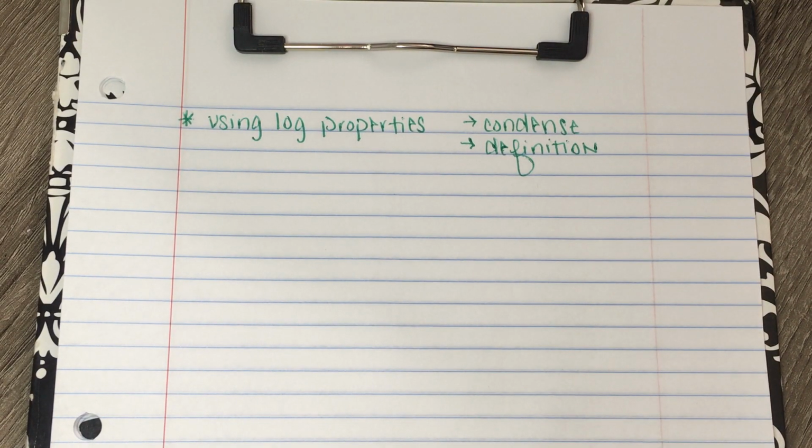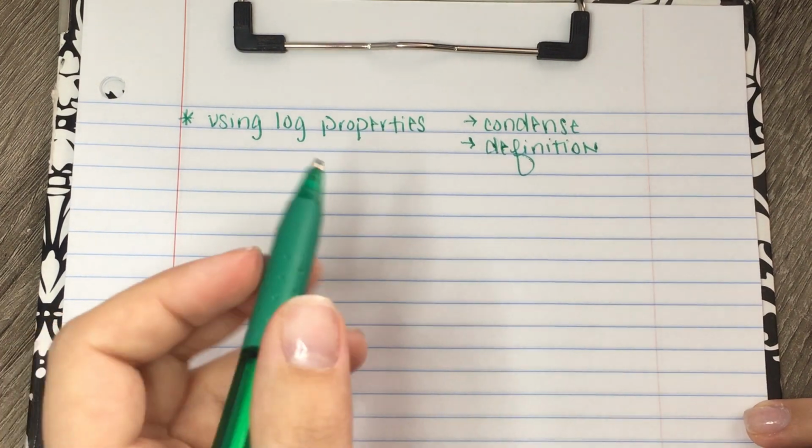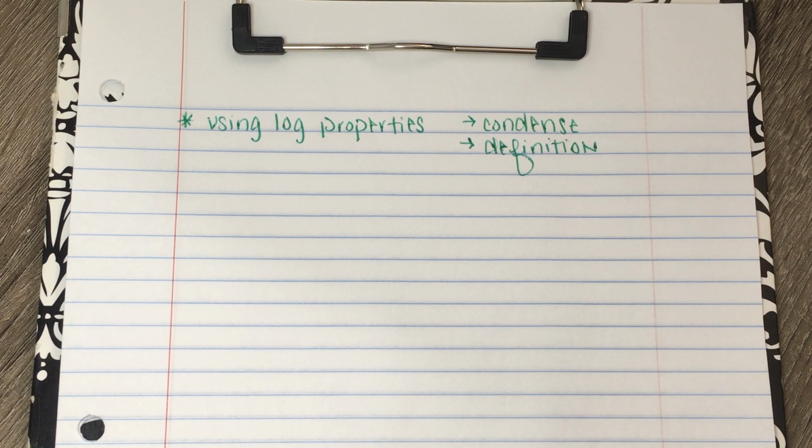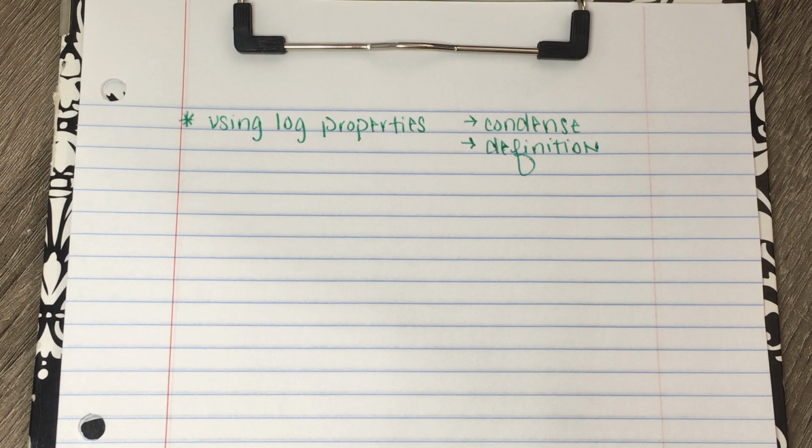Now, we're going to have 2 types of log property problems. We're going to have log on one side, which we're going to look at today, and then tomorrow in our next video, we're going to take a look at log on both sides. All right, here we are.